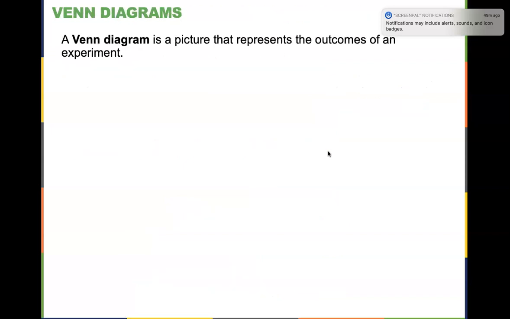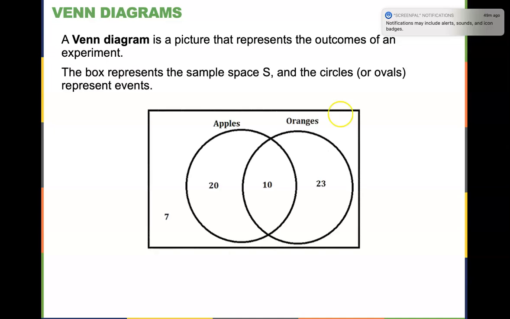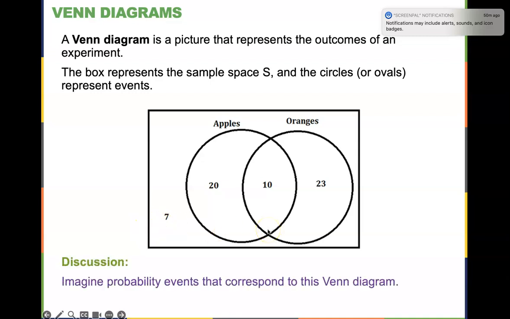And that now brings us to Venn diagrams. A Venn diagram is a picture that represents the outcomes of an experiment. So the box around the circles, around the Venn diagram, would represent the whole sample space. And looking just at this picture, let's try to imagine probability events that correspond to this Venn diagram.